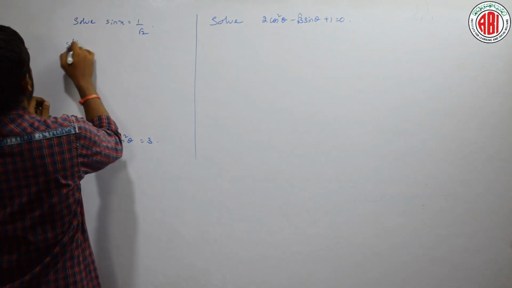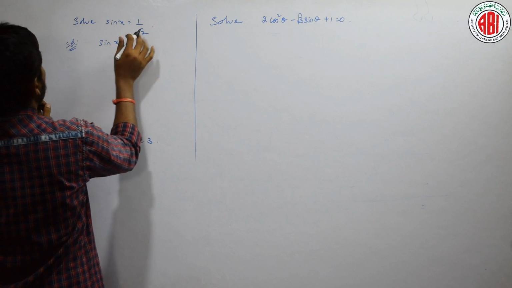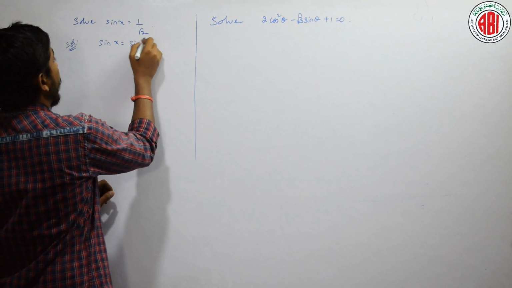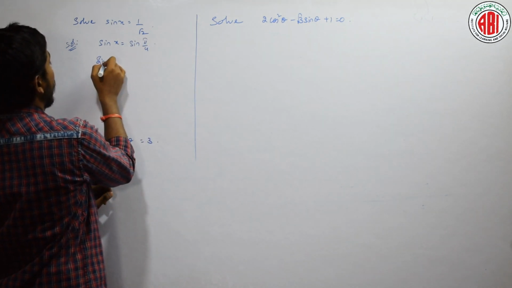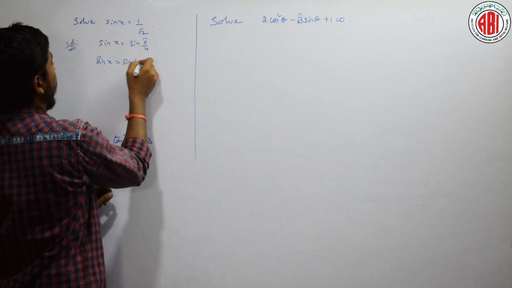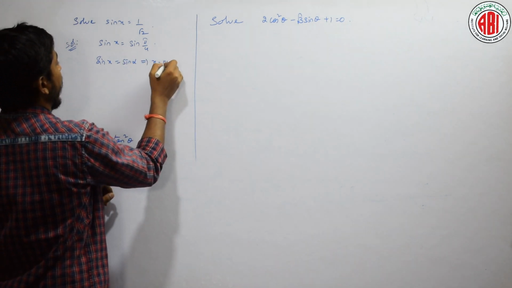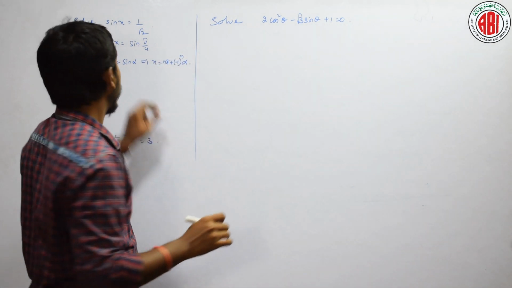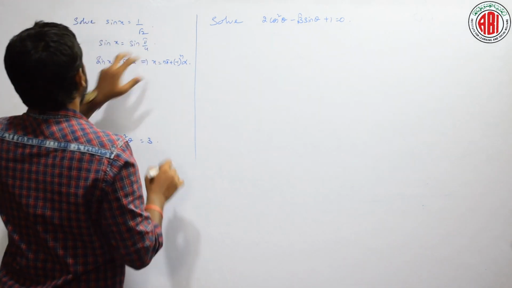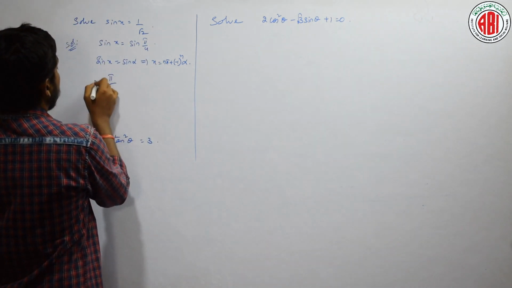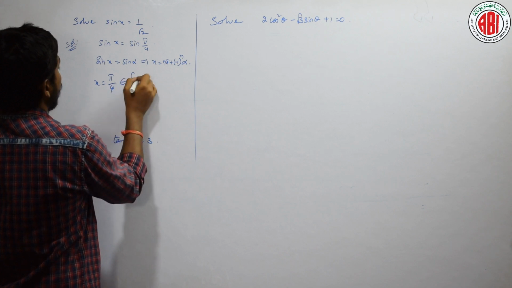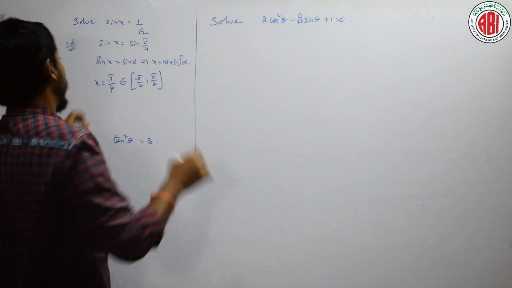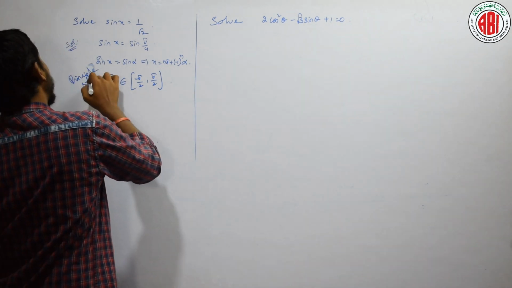How do we solve it? When do we get 1 by root 2? We always get 1 by root 2 as sin pi by 4, and what is the formula? If sin x equals sin alpha, then x is equal to n pi plus minus 1 whole power n alpha. Is it right? And if you observe here, x is equal to pi by 4, which belongs to minus pi by 2 to plus pi by 2. This is called the principal solution.